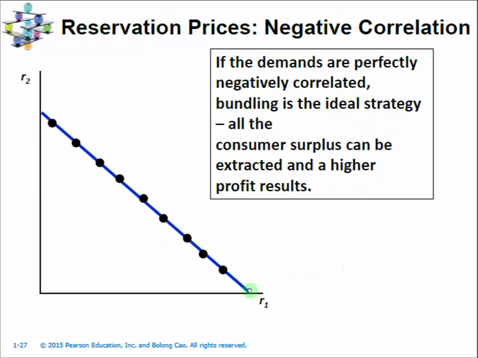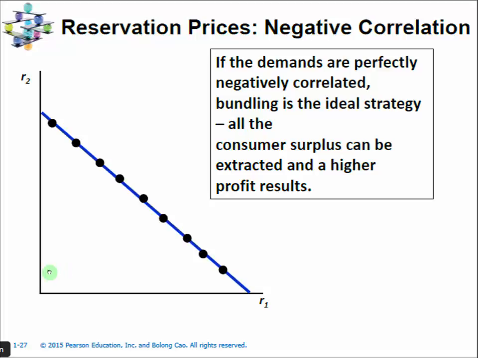So the benefit of using pure bundling in this graph is shown clearly. We can extract all the consumer surplus from these consumers with negatively correlated reservation prices. This consumer priced good number 2 very high, but good number 1 very low. But this consumer on the bottom here priced good number 1 very high and good number 2 very low. But both of these two extremes, they will purchase the bundle because their combined reservation price is right on the bundling price.